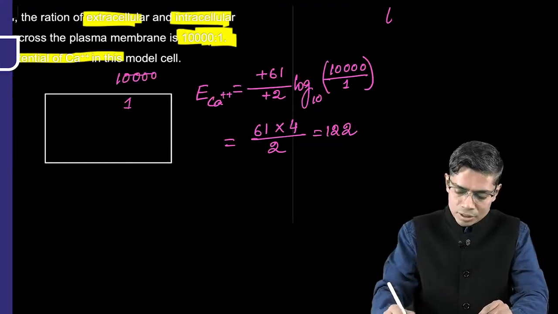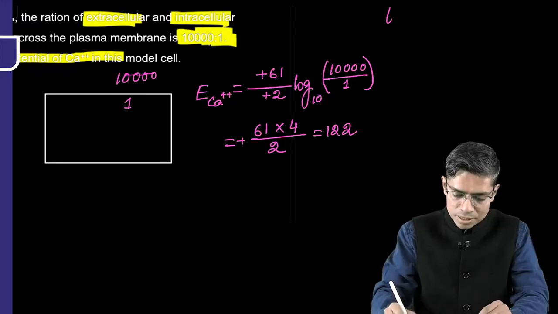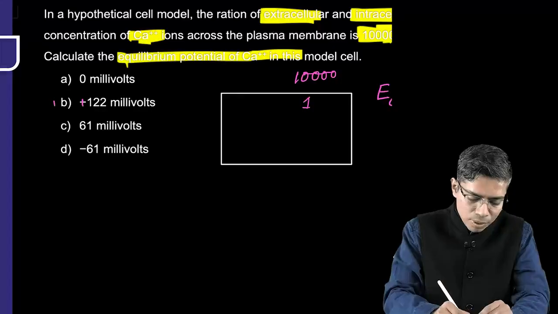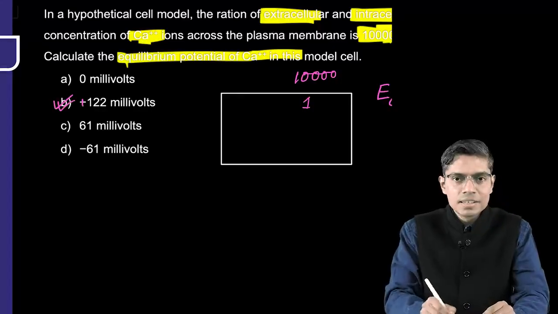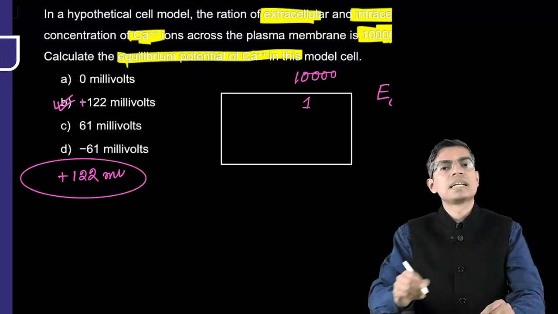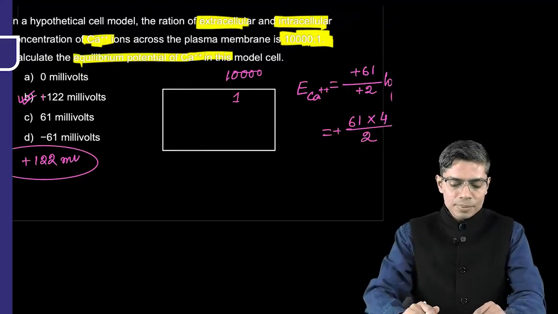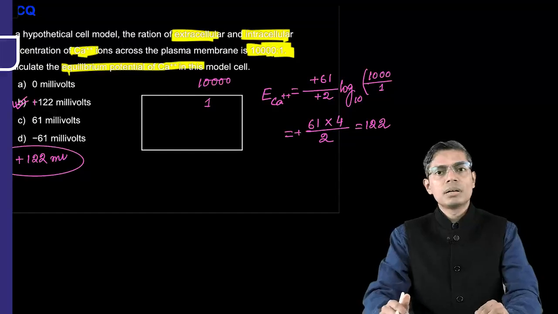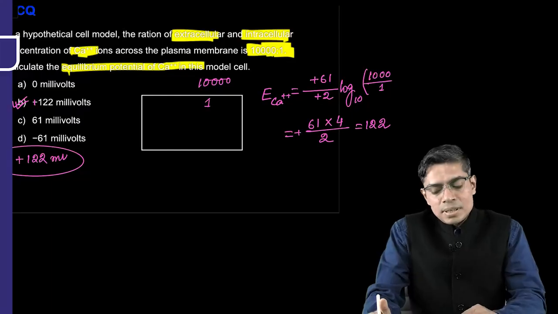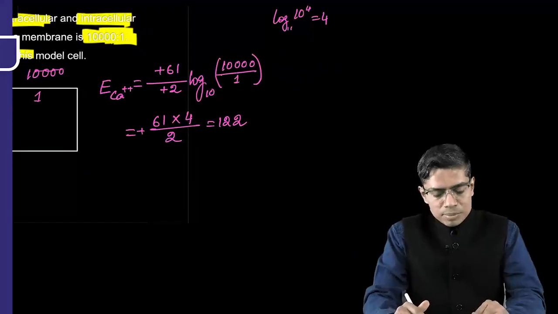So it will be positive. The answer here will be plus 122. If this is the thing, then none is the answer, but the answer will be plus 122 millivolt. Getting my point? Even if you confuse whether the equilibrium potential will be negative or positive, just calculate the number with the help of this Nernst equation.